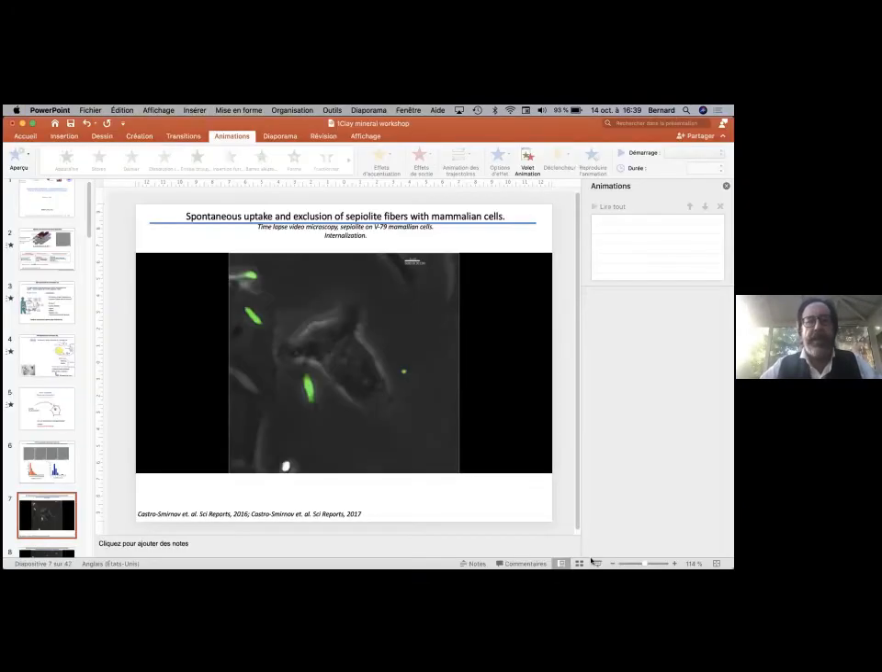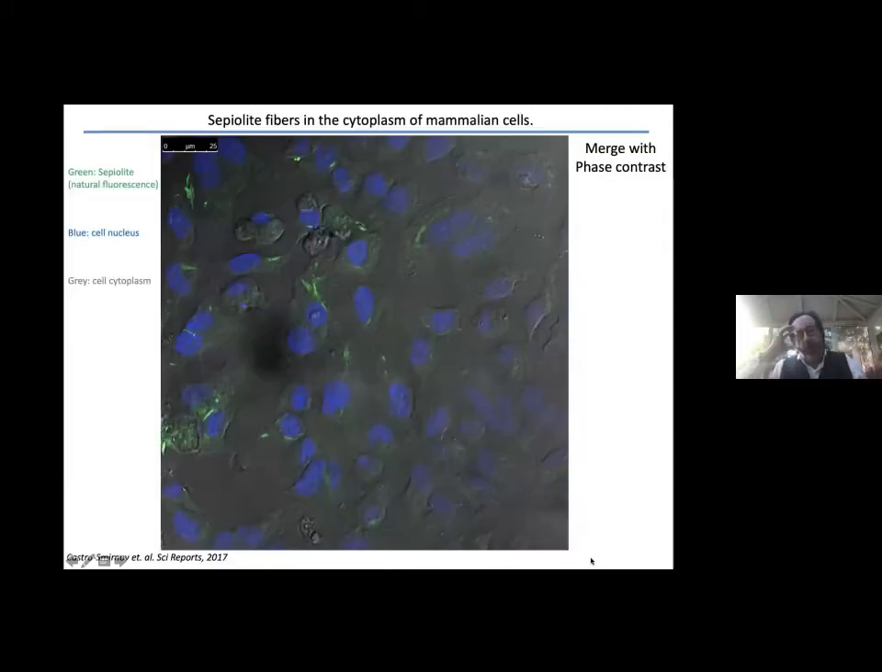This is a very dynamic process, and the sepiolite can spontaneously internalize into cells. They can be transferred from one cell to another, and they also can be rejected from the cells. That might explain why sepiolite is not so toxic, because it can be rejected from the cell and the cell can get rid of the particle, in contrast with longer particles that can stay stuck in the cell and generate inflammation.